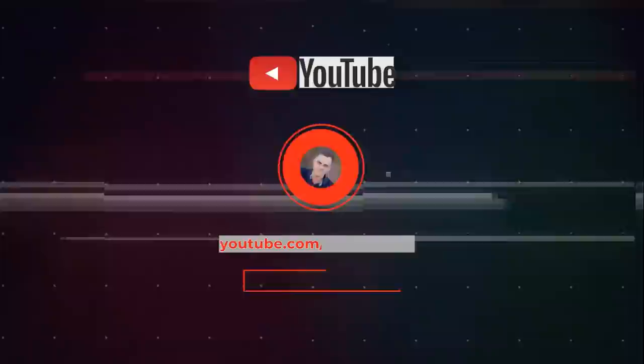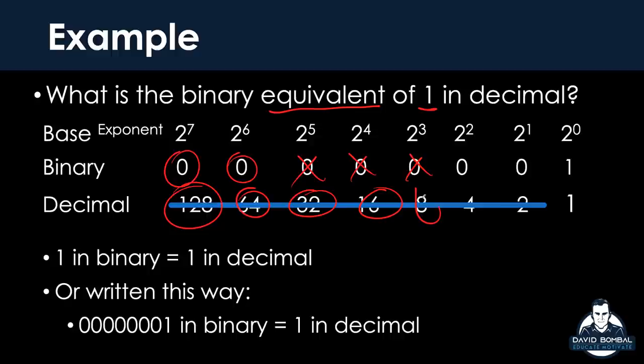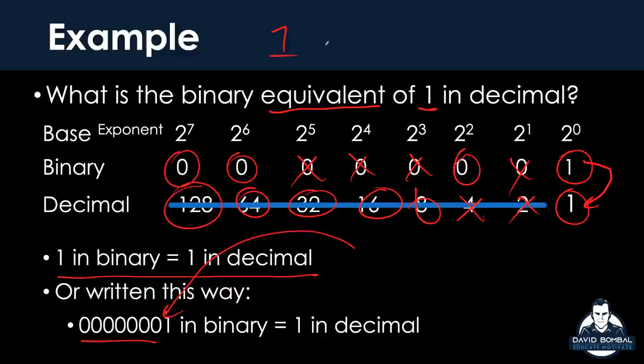What is the binary equivalent of 1 in decimal? So it's not this, because that would be 128. It's not this, because that would be 64. It's not this, because that would be 32. Same there, same here, and so forth. We wouldn't use any of those. The only bit that we would set on is that. So that in binary equals that in decimal. So there you go. But we typically write it this way, because an IPv4 address consists of four groupings, or four octets, as it's called. So four groupings of 8 bits, or four octets. So again, 1 in decimal, we would write like this in binary.